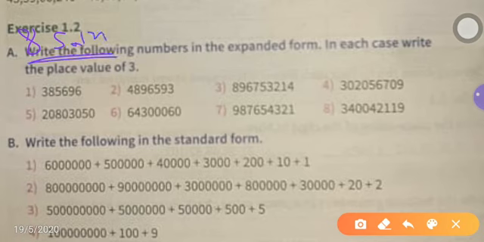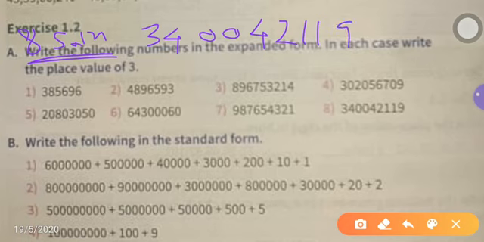Eight number I am writing here. Eight number you see here what given? 3, 4, 3, 4, 0, 0, 4, 2, 1, 1, 9. Okay, so you see here 3 is in which place? From this right side you start counting ones, tens, hundred, thousand, 10,000, lakh, 10 lakh, crore, 10 crore.